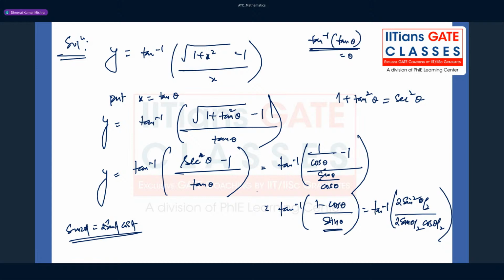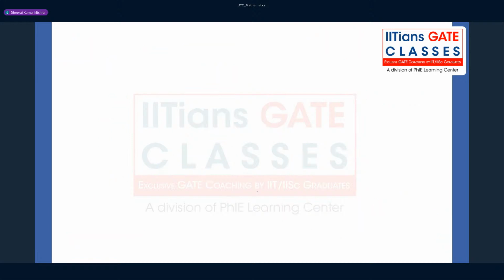So I believe this is fine. You can write this as tan inverse tan theta by 2, right? So then this is nothing but theta by 2, and directly you can write it. This is very important to keep in mind. Understand? I believe this is fine for all.